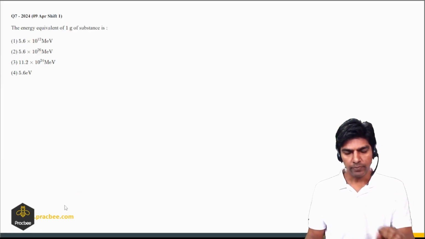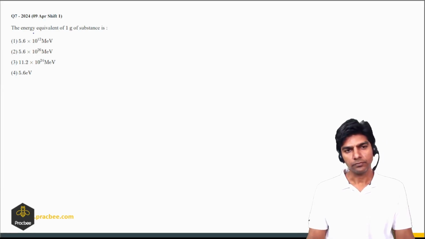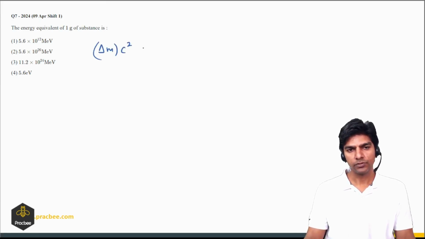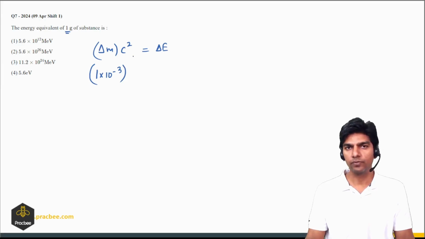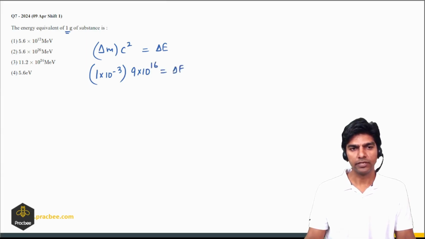Now let us see the application of this formula. The energy equivalent of 1 gram of substance. So we know the formula, right? Delta m c square is equal to the energy. So delta m here is 1 gram. So we can say 1 into 10 raised to power minus 3 kilograms, and c is the speed of light in vacuum, so that becomes 9 into 10 raised to power 16. So that is the energy, right?